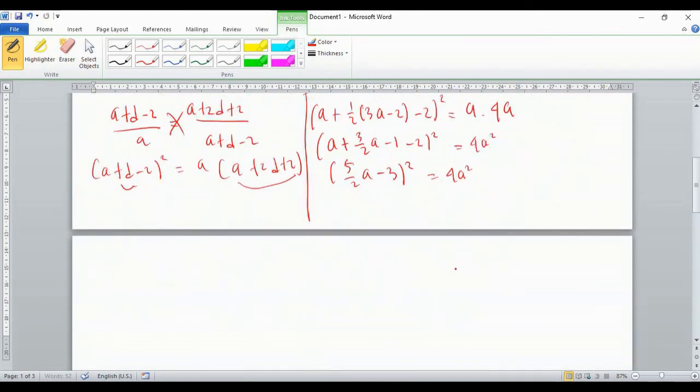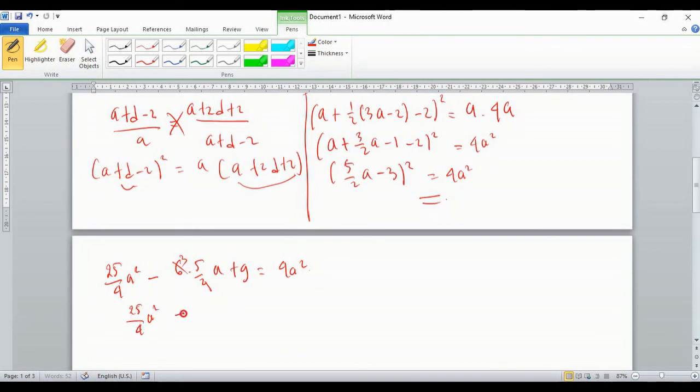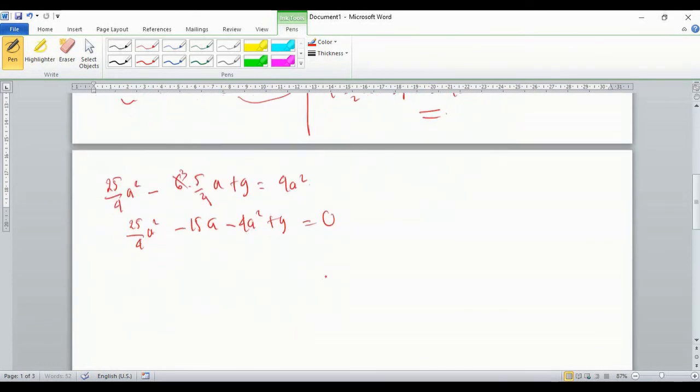So from here, finish this one first. It's equal to 25 over 4a squared minus 5 over 2a plus 9 equals 4a squared. Okay, we can cancel this one to be 3. So 25 over 4a squared minus 15a minus 4a squared plus 9 equals 0, right? Because we want to find the a.